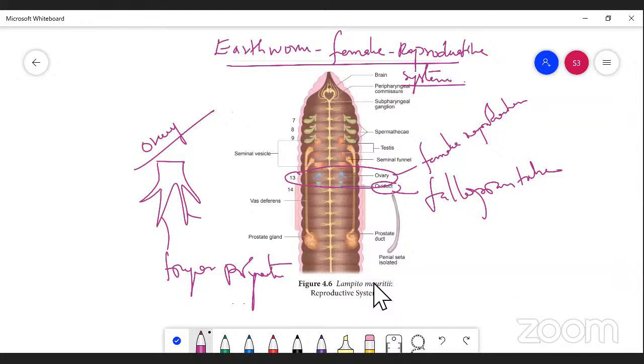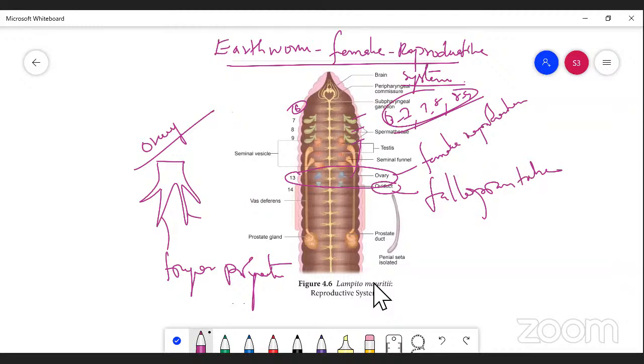Spermathecae are three pairs, located in the 7th, 8th, and 9th segments. This part connects with the individual tubes and is connected with the spermathecae. But it initially opens in the 6th segment, because, as I told you a few minutes before, 6 to 7, 7 to 8, 8 to 9. Between these segments a small opening is there, and through the small openings the ovary-produced egg cells are transferred.